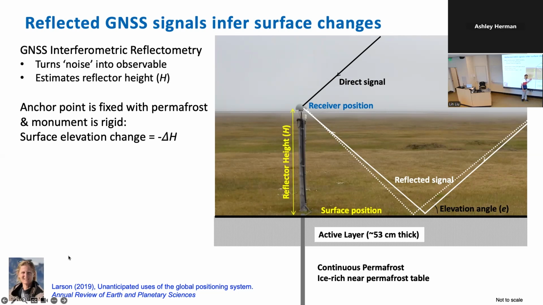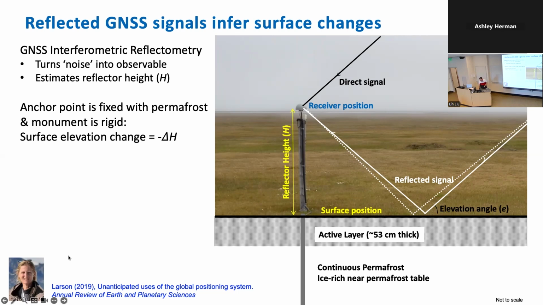the surface. In this case, one thing we can tell is the geometry. We can use how the multipath interferes with the direct signal to tell what is called the reflector height, which is the distance from the phase center of the receiver to the surface of the reflector.